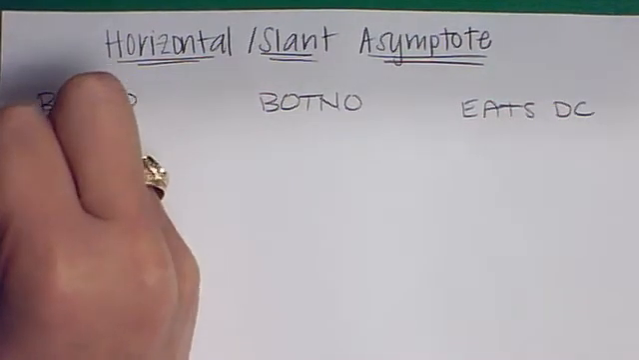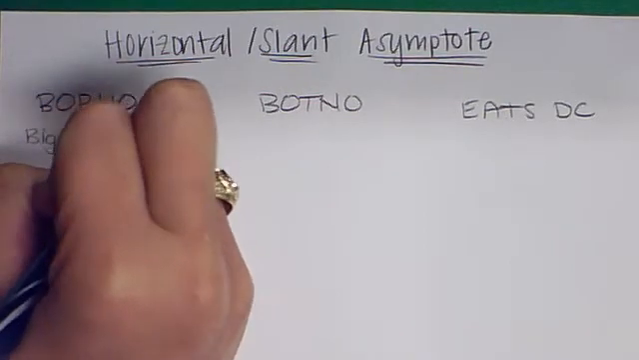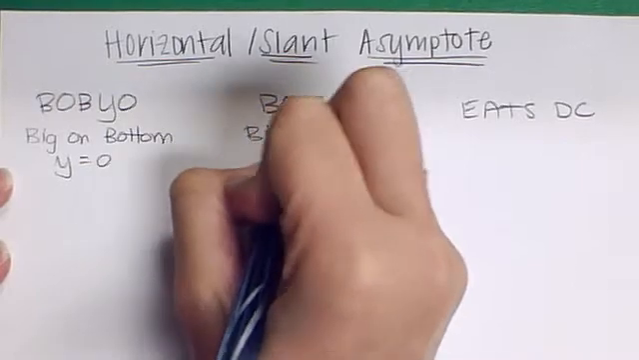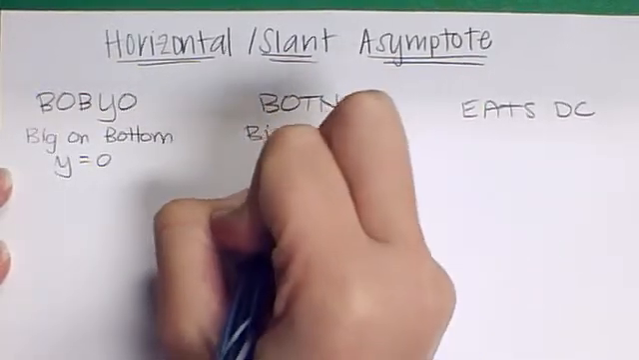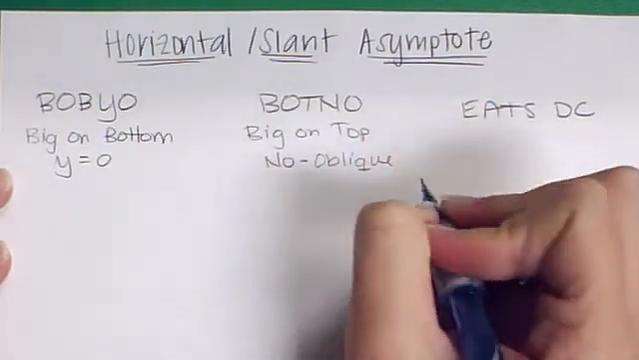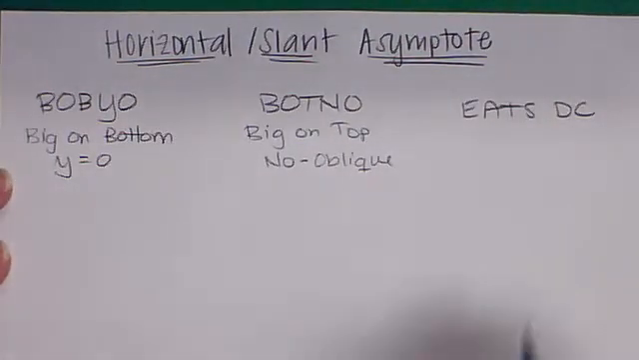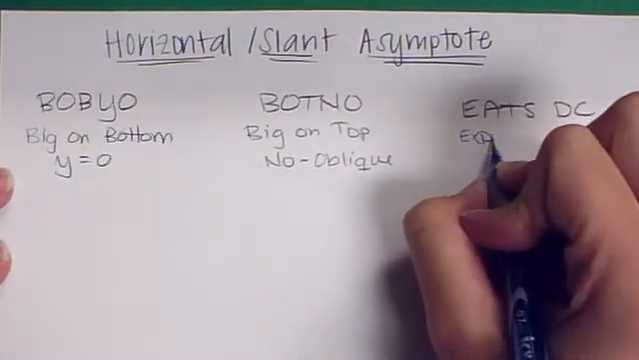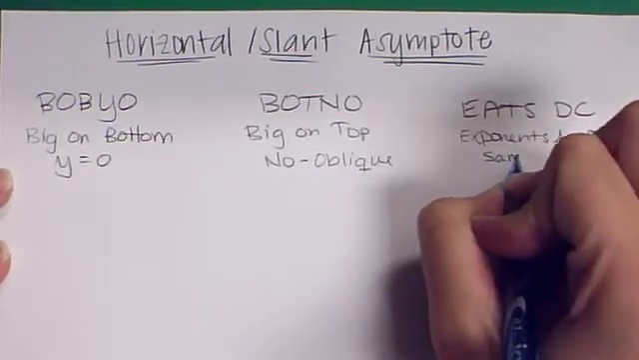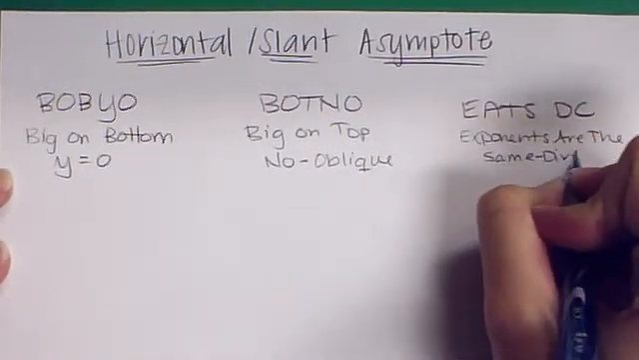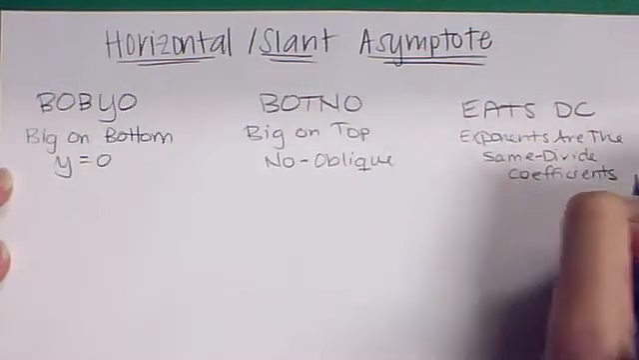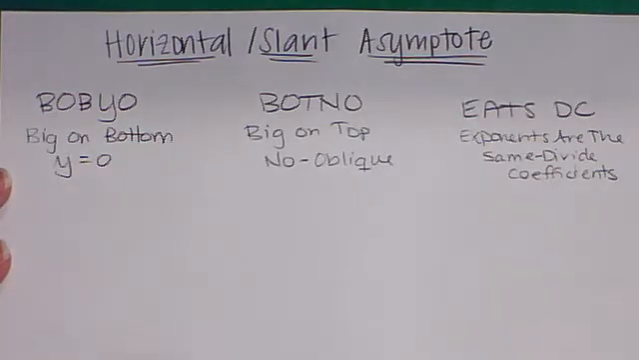Bobbio stands for big on bottom, y equals 0. Botno stands for big on top, no horizontal asymptotes, they're oblique. The word oblique means slant or sideways or different than horizontal. Each DC is exponents are the same. Divide coefficients. So each one helps you remember which case is happening and what you need to do.